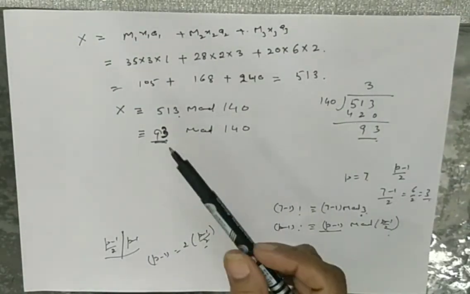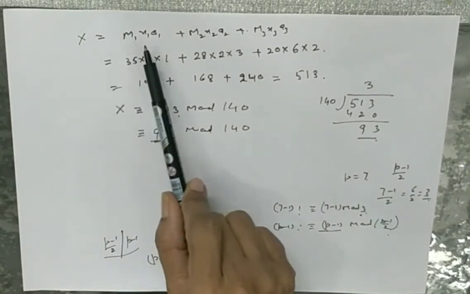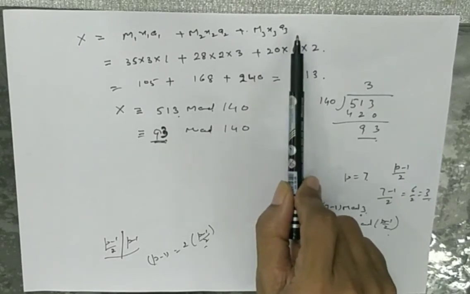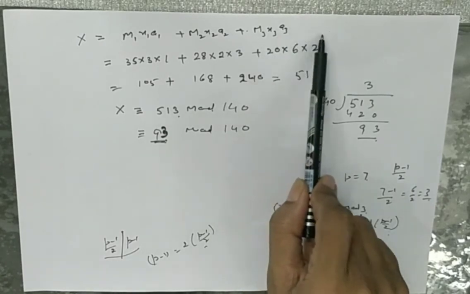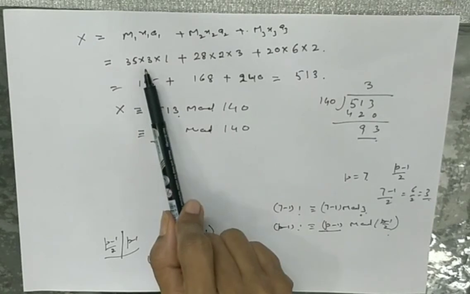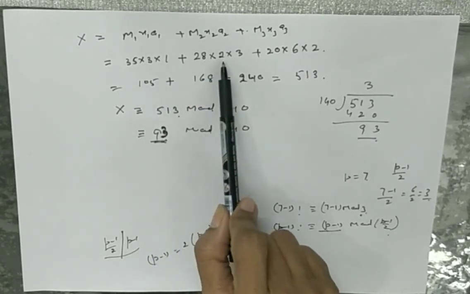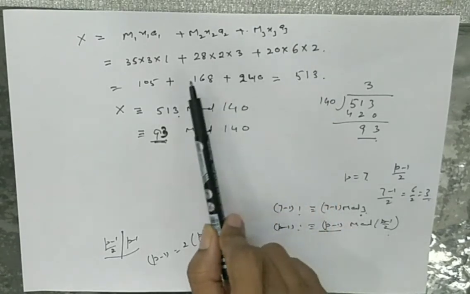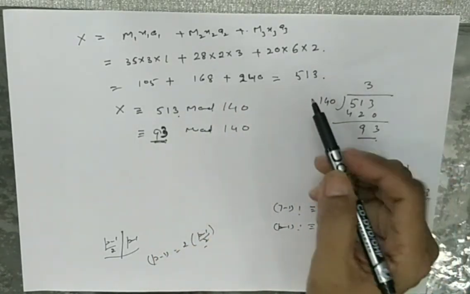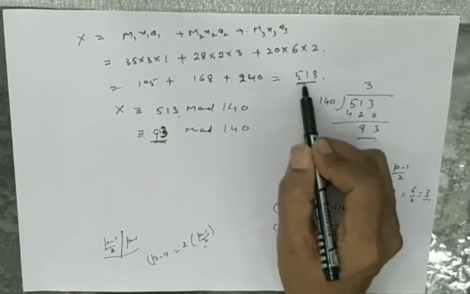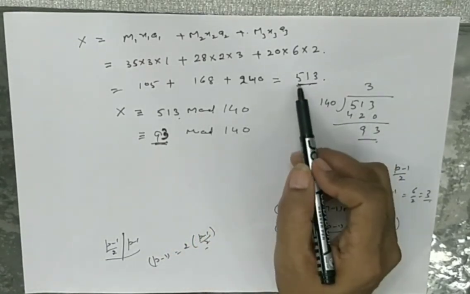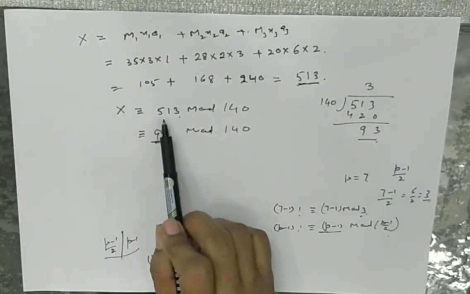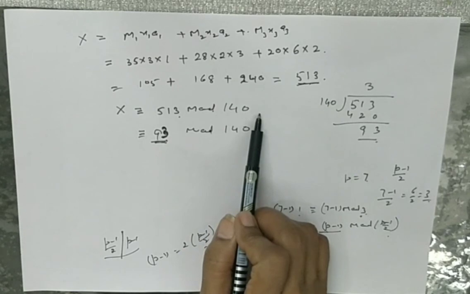Now to find the common solution, let x be equal to M1 x1 a1 plus M2 x2 a2 plus M3 x3 a3 by the Chinese remainder theorem. So that is equal to 35 into 3 into 1 plus 28 into 2 into 3 plus 20 into 6 into 2. Adding these three numbers, we get 513. Now x is congruent to 513 modulo 140.